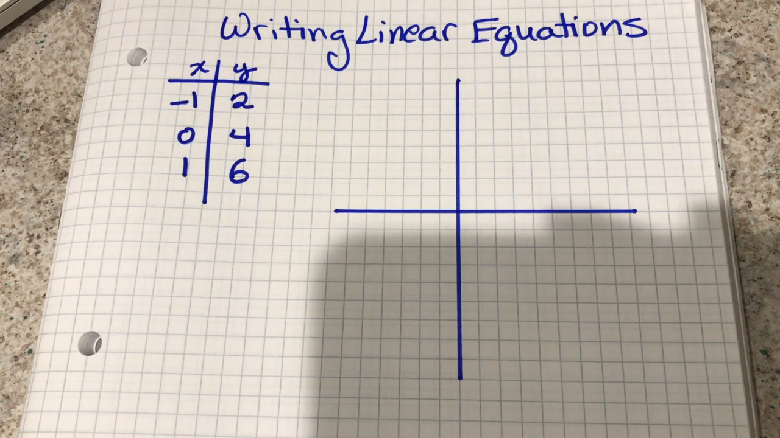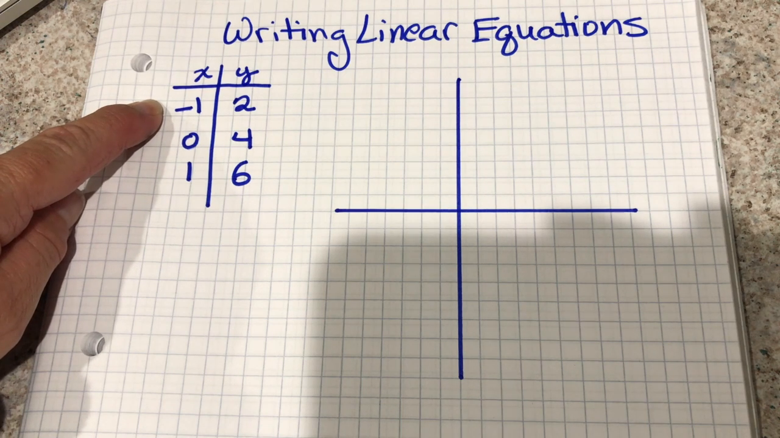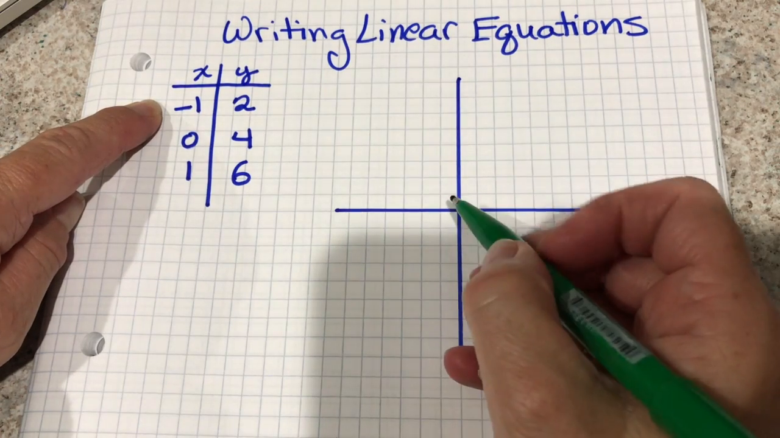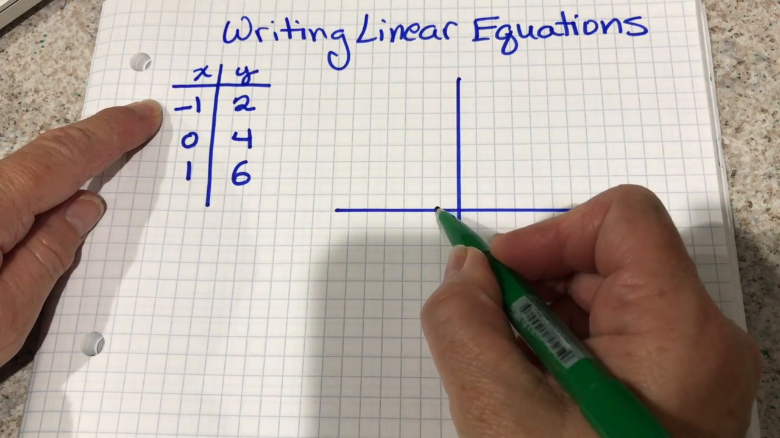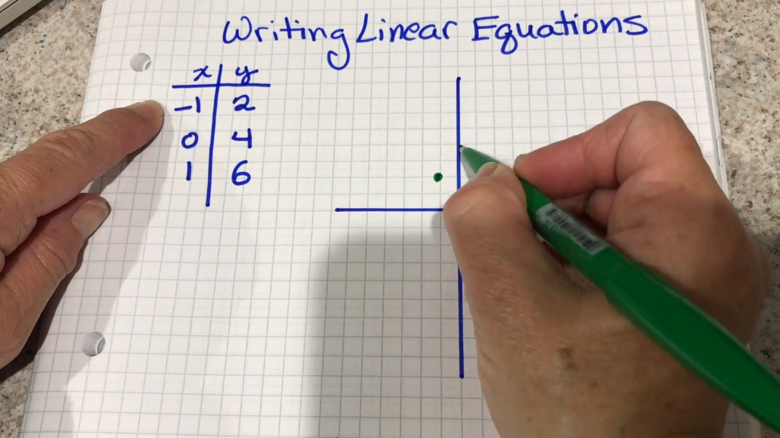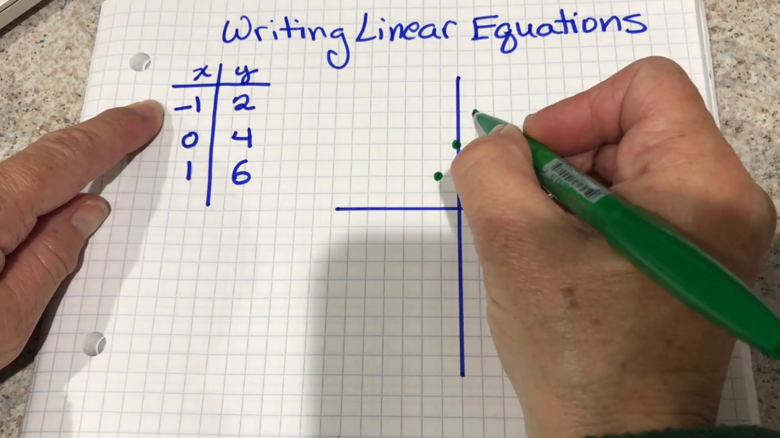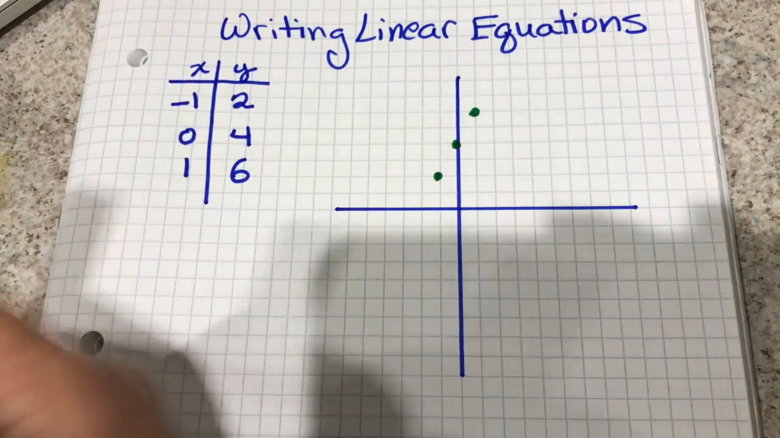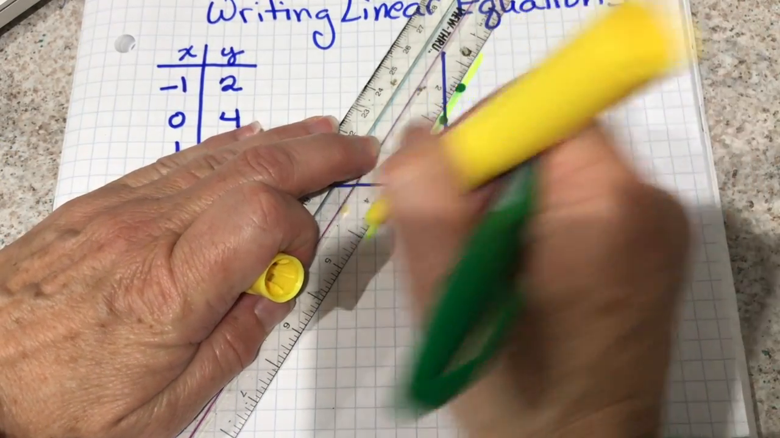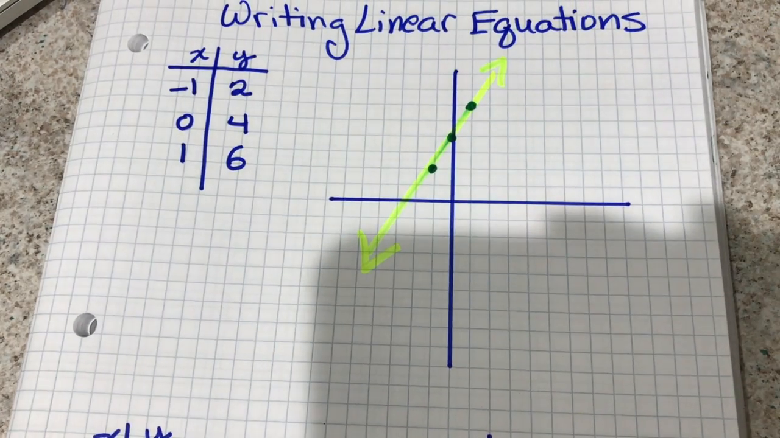Let's start with a pattern. Here we have a t-chart with our x and y values. Let's go ahead and graph those values. The first value in the chart is -1, +2. We then have 0, +4, and 1, +6. So let's draw our line. Now, of course, the chart could continue on in both directions, so we put arrows.